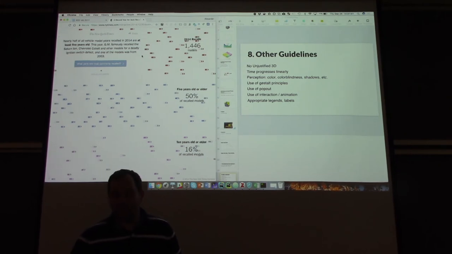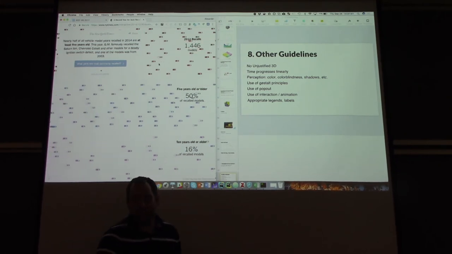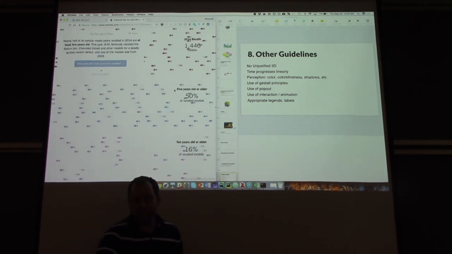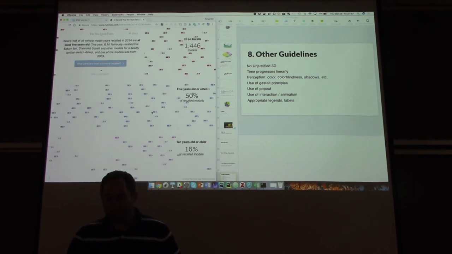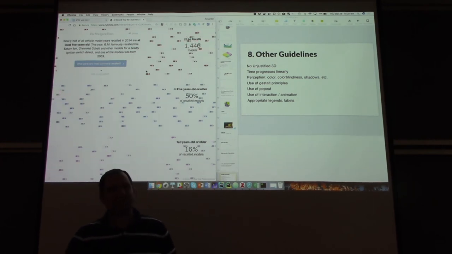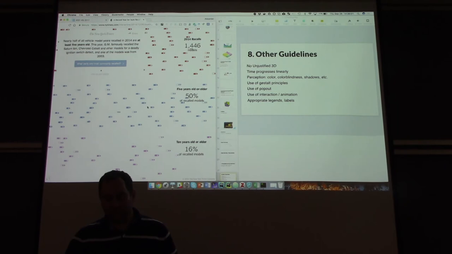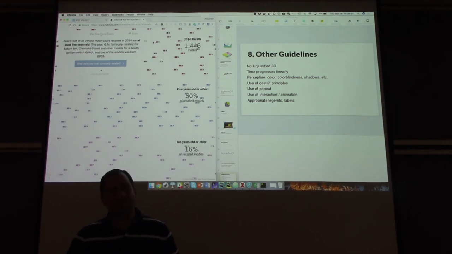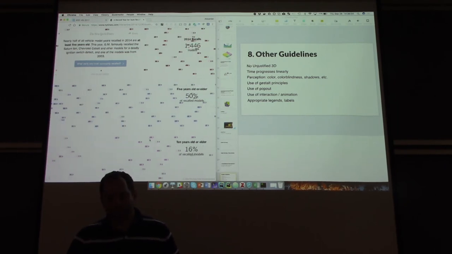Again, we have all of the recalls here on top, and then we have 5 years or older and 10 years or older. Again, it isn't clear whether these are proportions. I'm not sure whether those include each other. So this is a little bit fishy.